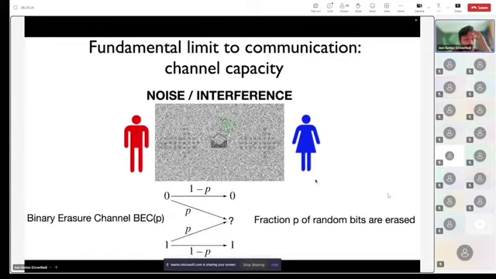One model, for example, of noise is called the binary erasure channel. It's the simplest possible model where, with probability 1 minus p, the bits are perfectly transmitted: 0 goes to a 0, 1 to 1, and with probability p, a bit is erased. So at the receiver side, you receive nothing. So it randomly erases a fraction p of the bits.